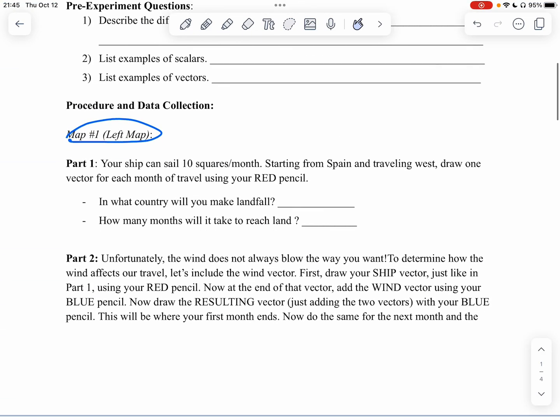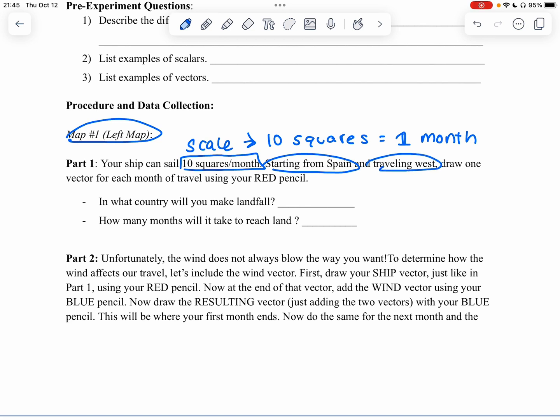It says part one, your ship can sail 10 squares per month. So this is a scale, and what that scale is saying is that for every 10 squares, that's going to equal 1 month of traveling. We're going to start from Spain and we're going to travel westward. If you recall, never eat sour watermelons, westward means that way. And we're going to draw one vector for each month using the red pencil.